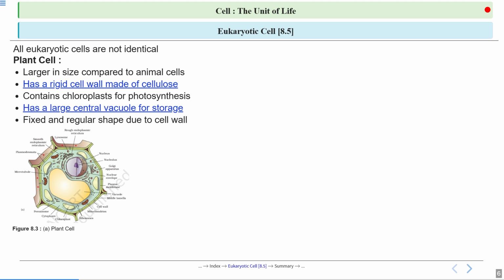Here you can see in this image, this is an image showing you a plant cell. You can see they have large vacuoles. They have these membrane-bound organelles. They have a nucleus. Here they have a cell wall. So the presence of cell wall, large central vacuoles, and presence of chloroplast are unique features of a plant cell. Then they have plasmodesmata, which are cytoplasmic connections.